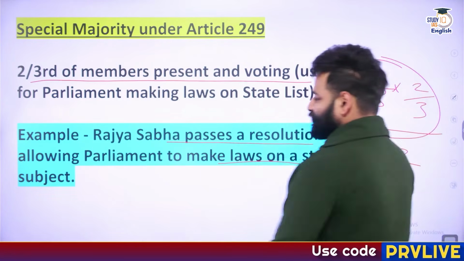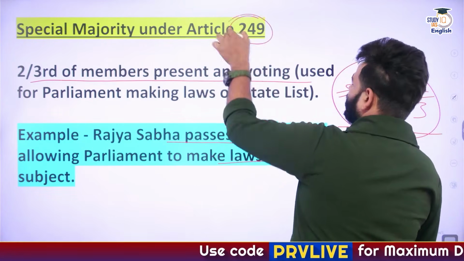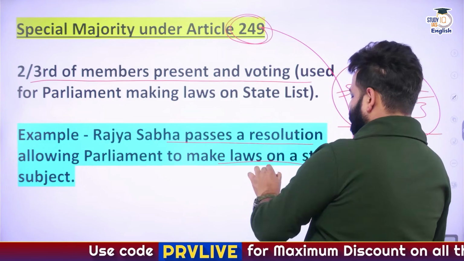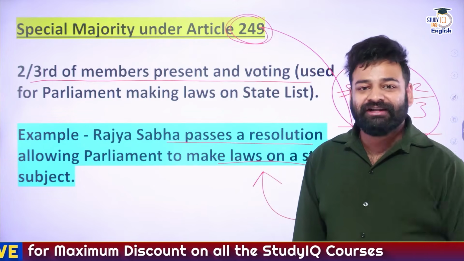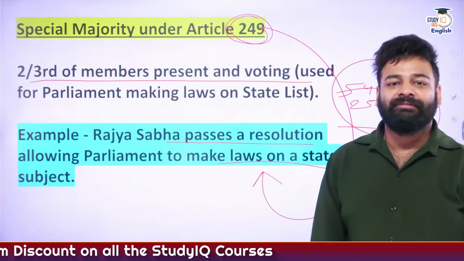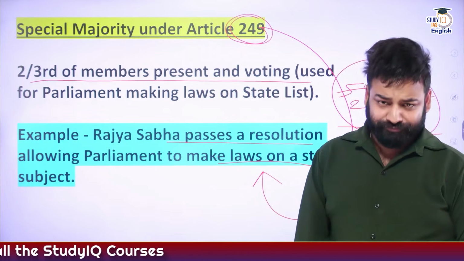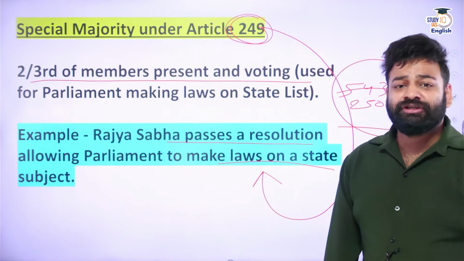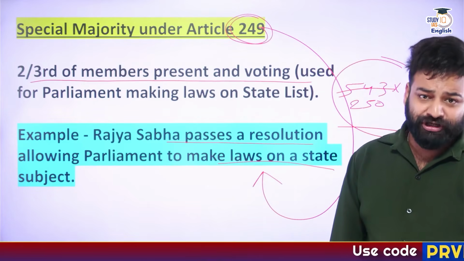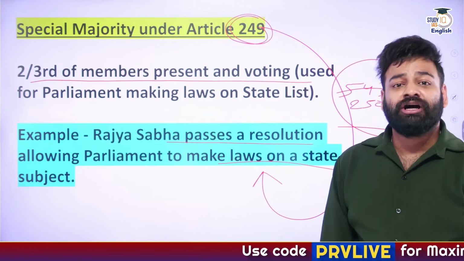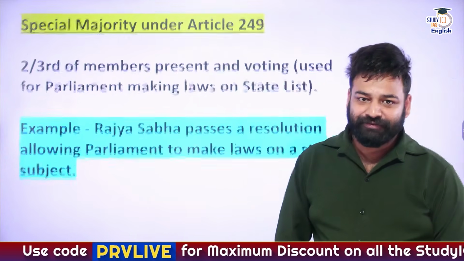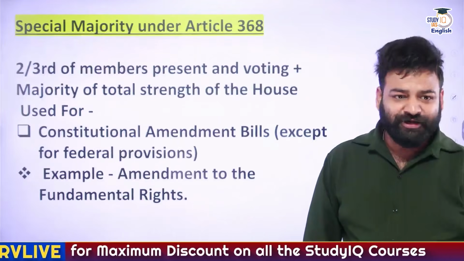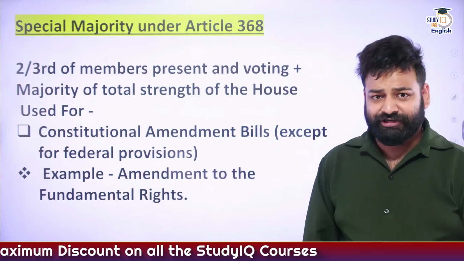Remember, this is mentioned under Article 249, that Rajya Sabha can pass a resolution to legislate on any matter mentioned in the state list. And for that, the resolution must be supported by a special majority. What is that special majority now? 2/3 of the members present and voting. As simple as that. Now, next, special majority under Article 368.